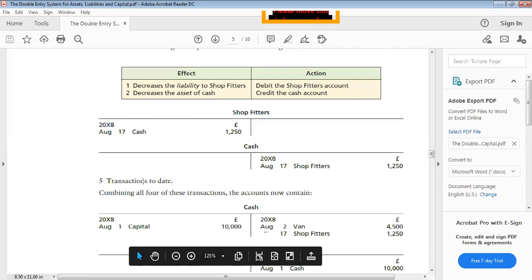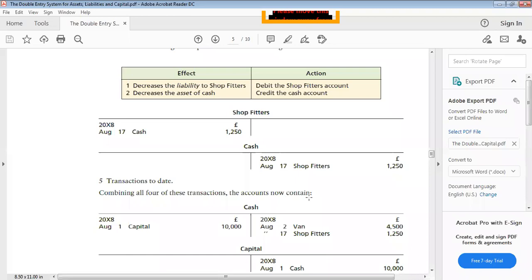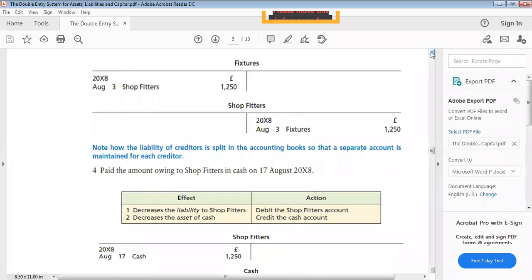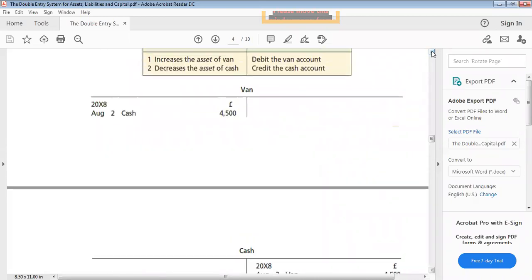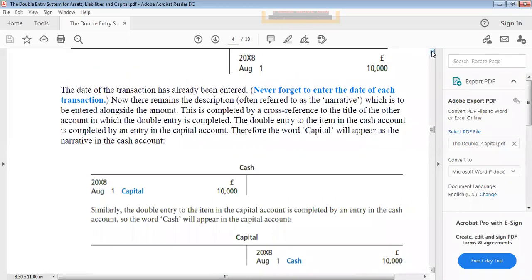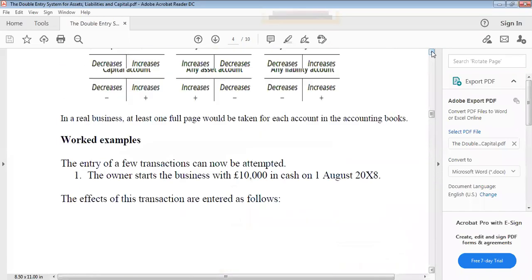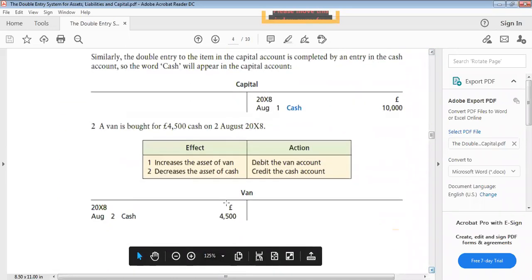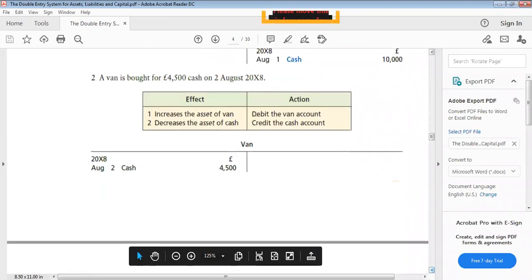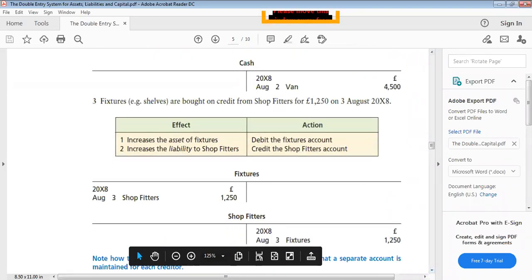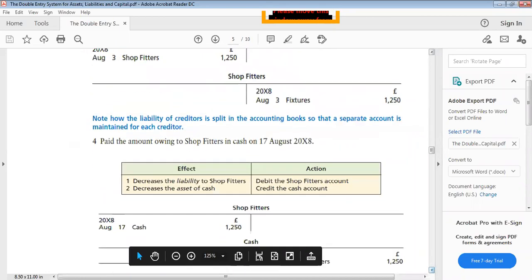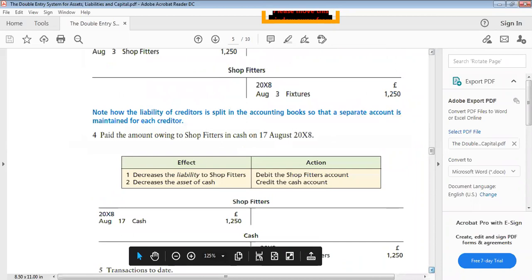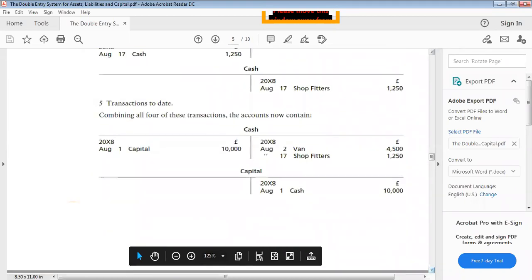Now, combining all four of these transactions, the accounts now contain. Watch me now carefully. We would have started from up top, up here, so good. This is our first transaction, right? This is transaction 1. Then you have transaction 2. Then you have transaction 3. Then you have transaction 4. Now we're going to combine all of them together. Good?